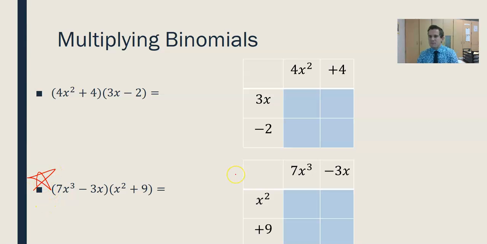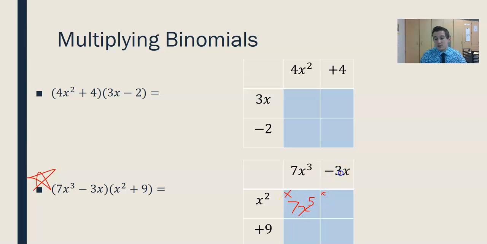And I'm going to use the box method, and then I'll reference the rainbow method at the end if that's what you're using. But this is a binomial by a binomial, 2 terms by 2 terms, so I have this 2 by 2 blue grid. I'm going to multiply everything that corresponds with each of the boxes in this grid. So this box I'm going to multiply 7x cubed by x squared, which is 7x to the 5th.